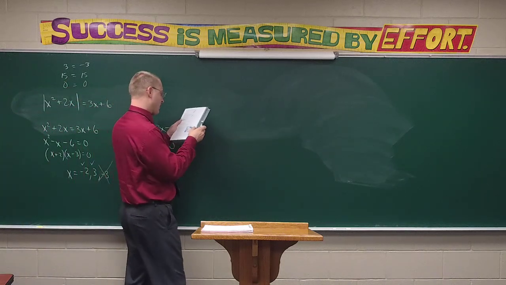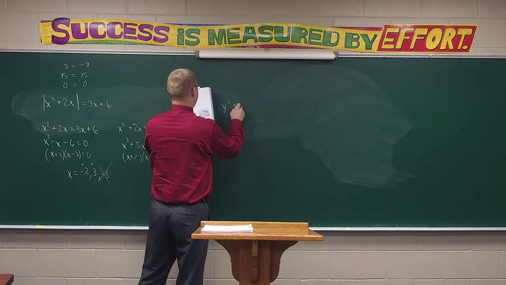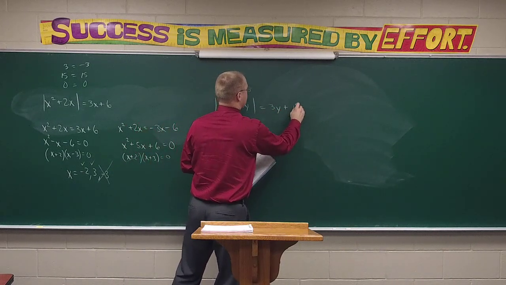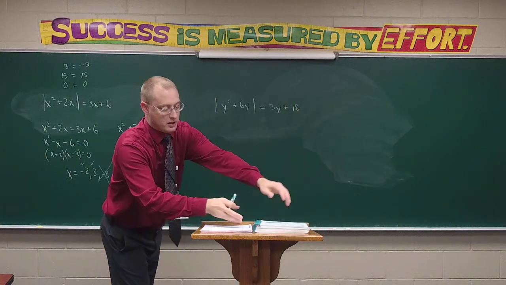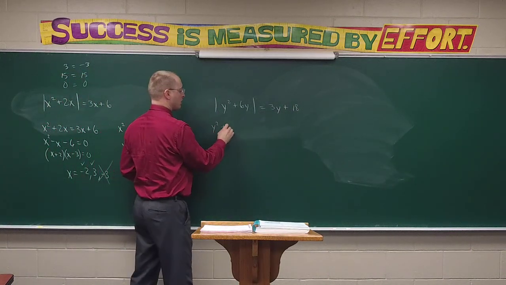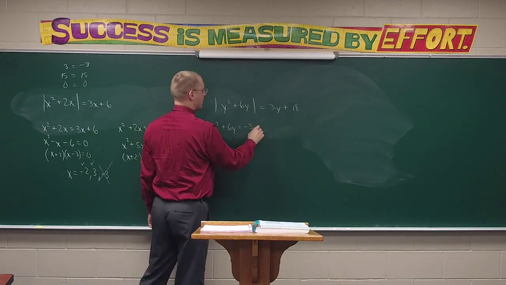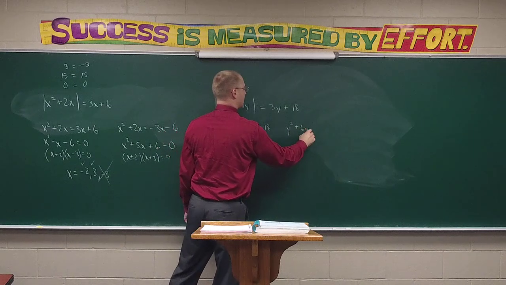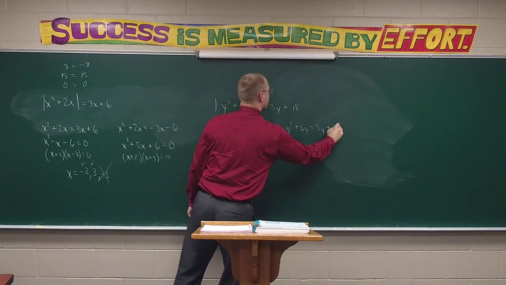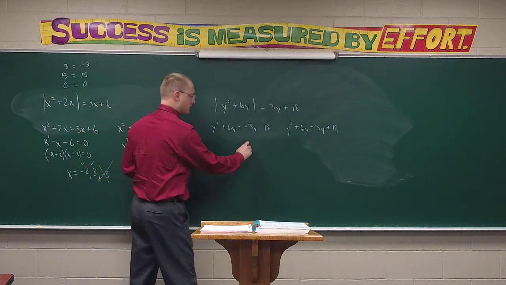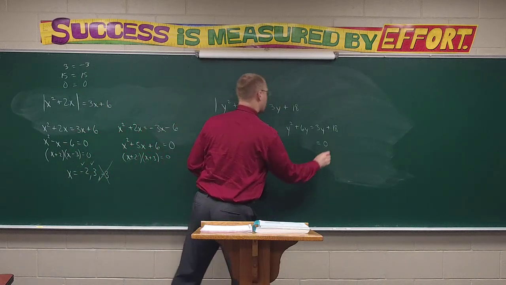All right, let's take a look at the next one, where we had the absolute value of y squared plus 6y equal to 3y plus 18. Let's make 2 equations out of this: y squared plus 6y equals negative 3y minus 18, and y squared plus 6y equals 3y plus 18. Again, quadratics, so set them equal to 0. What do they become when we set these equal to 0, Genesis?